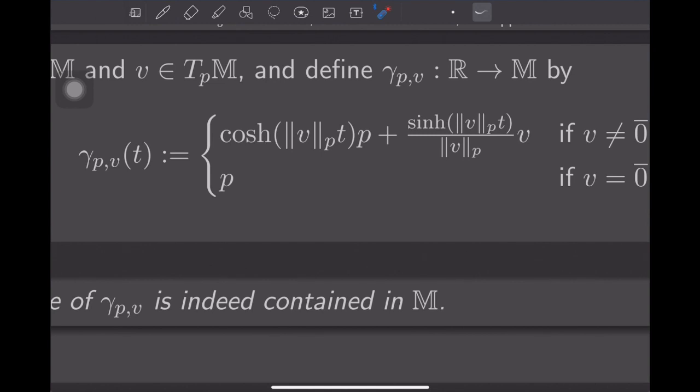Doesn't respond. Okay, if it's clear enough, then I just keep going.